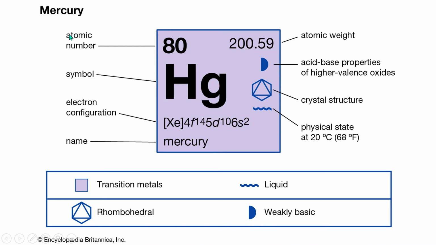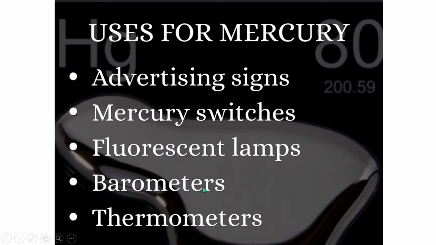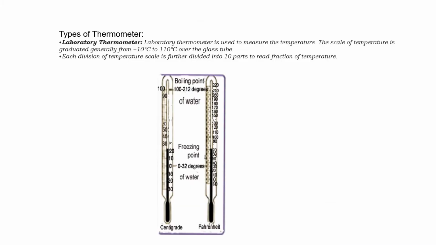In a thermometer we use mercury, and mercury is represented by the symbol Hg, and its properties are: it is a transition metal, it has a rhombohedral shape, it is in liquid state, and it is weakly basic. It has a very high density, and it is liquid at room temperature, expands and contracts with heat, has high surface tension, and it is used in advertising signs, mercury switches, fluorescent lamps, barometers, thermometers, and this is mercury.